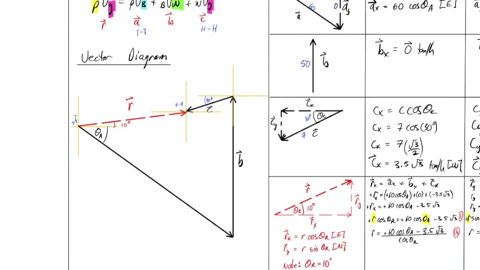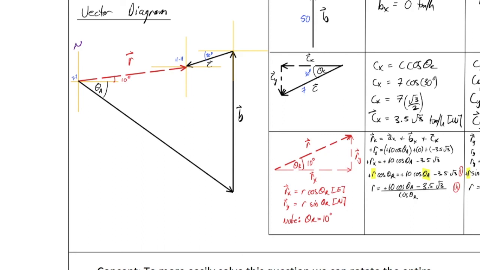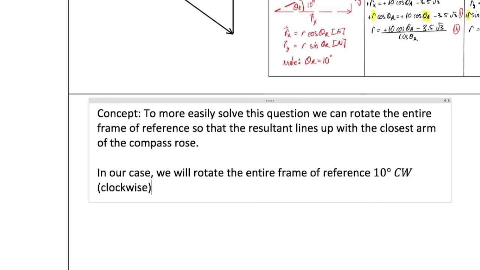So when we look at our compass rose, that's our north arm, east, south, and west arm. As you can see in our particular example, the resultant is closest to the east arm, which means we're going to rotate everything 10 degrees to the east. And this way, our resultant will now sit perfectly on the x-axis in the rotated frame of reference. So in our case, we're going to rotate the entire frame of reference 10 degrees clockwise.